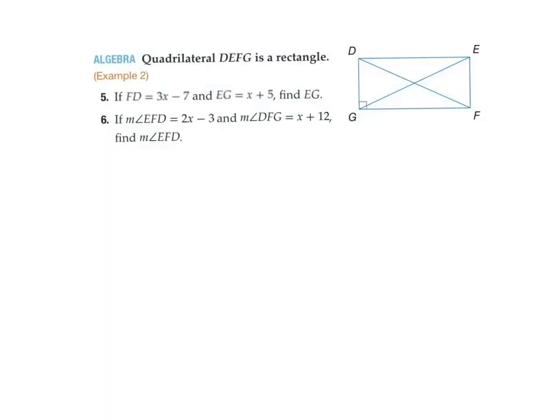So this one is question number 5, and it's looking at finding the lengths. Okay, in question number 5, it says that FD, so one diagonal, is 3x minus 7. The other diagonal, EG, is x plus 5. Well, you know that they equal each other, so 3x minus 7 equals x plus 5. And unfortunately, that's a decision that you've got to make, so be very careful.